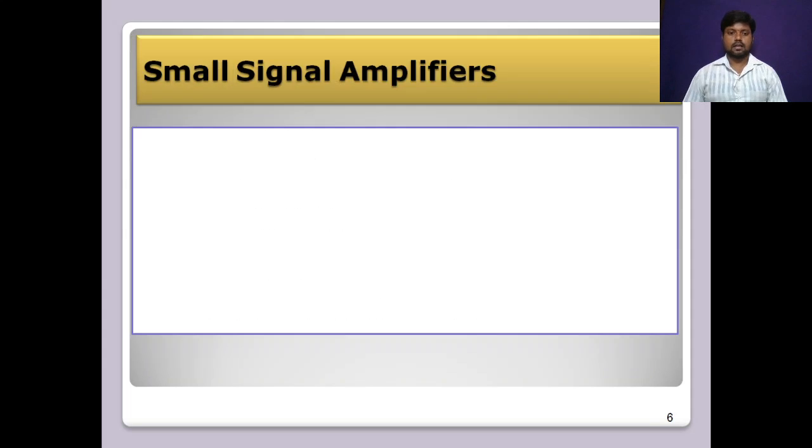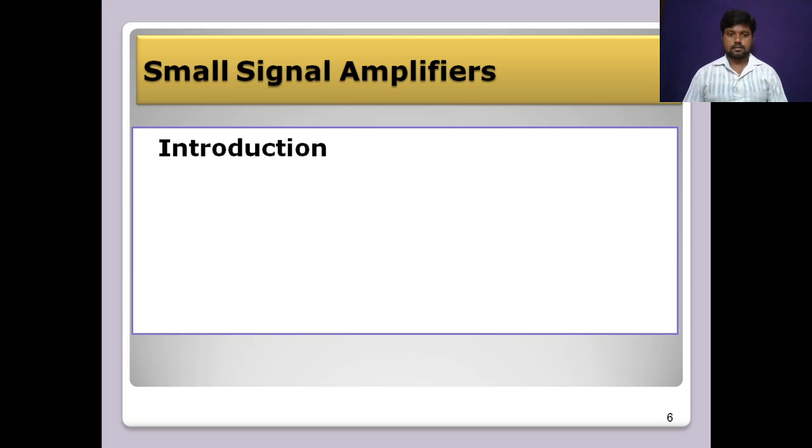What is an amplifier? An amplifier raises the given signal strength. If you give a small amount of signal at the input of the amplifier, it raises the signal level and gives it as output. That is the function of the amplifier. So, what is a small signal amplifier? It gives a small amount of amplification. Of course, it raises the signal, but the amplification range is small.